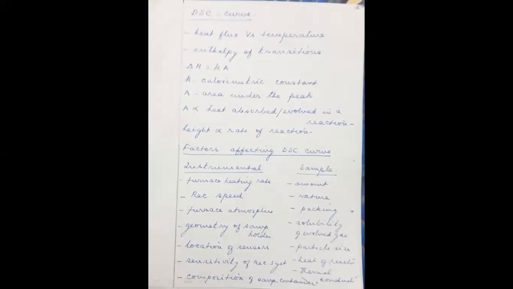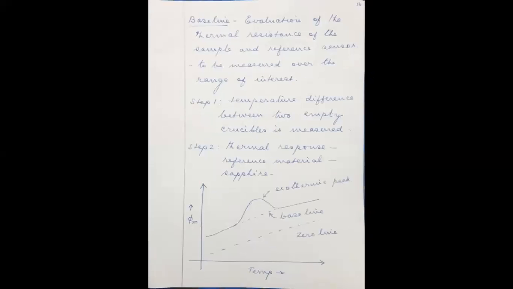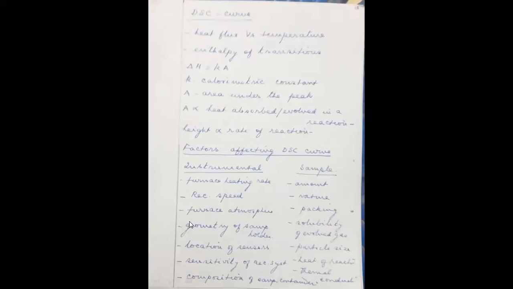Now, what is a DSC curve? The heat flux versus temperature. It is the curve I've already shown you. So this is temperature, this is heat flux. Heat flux versus temperature is drawn. Then the enthalpy of a transition can be found out using differential scanning calorimetry.